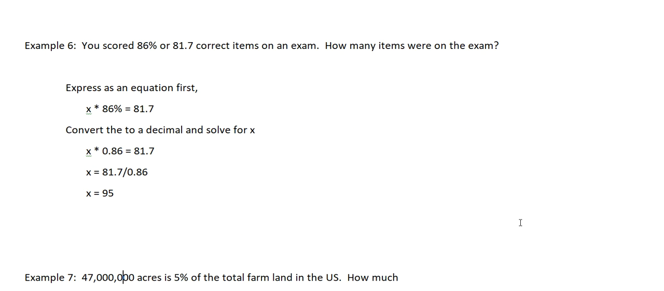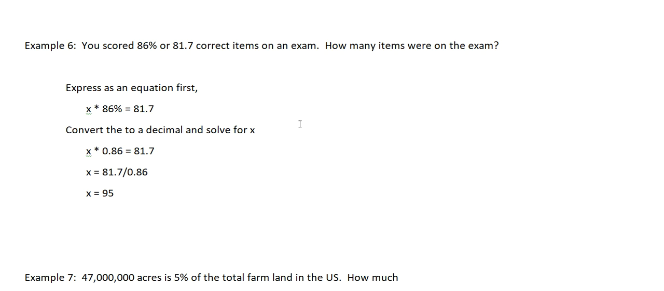You scored 86% on an exam, and you got 81.7 correct items on the exam. How many items were on the exam? Oh, well, 86% of some quantity is 81.7. Okay, there's like some kind of partial credit or something. Okay, so 86% of some quantity is 81.7.